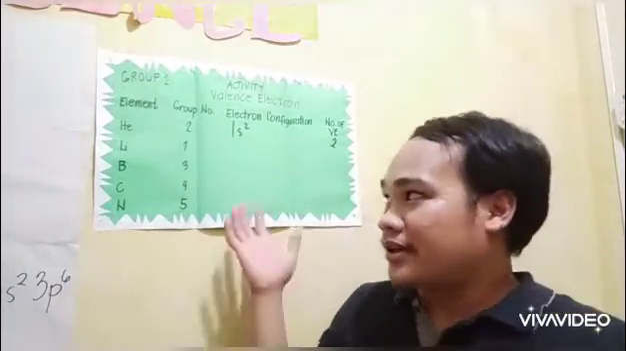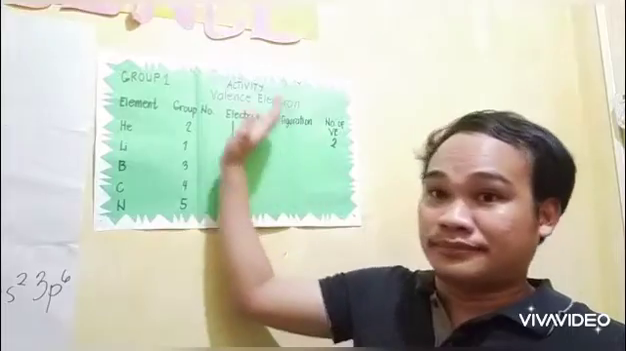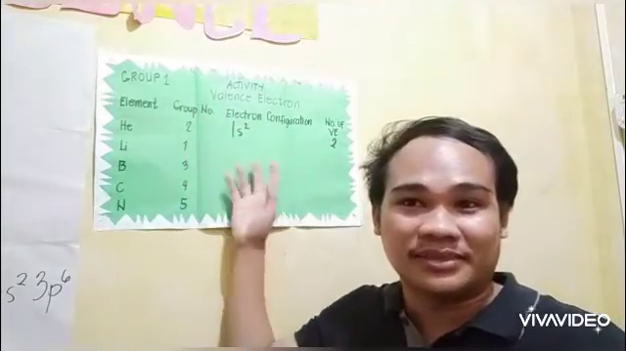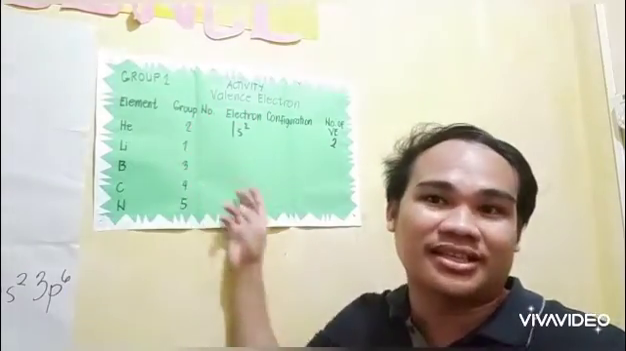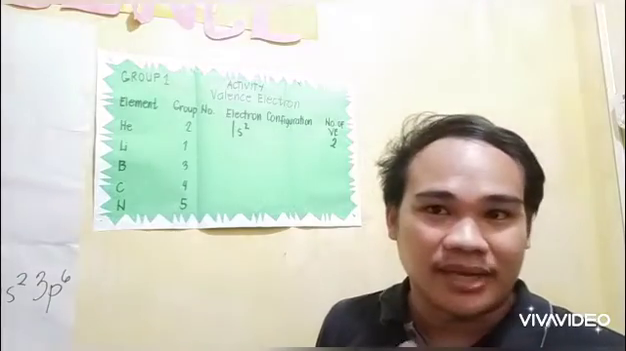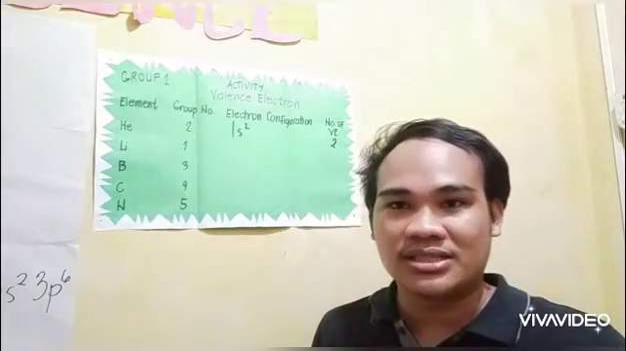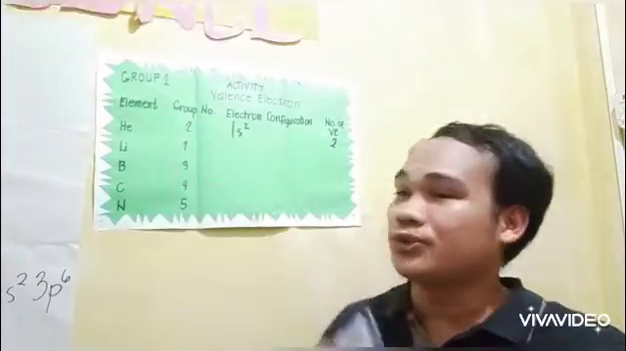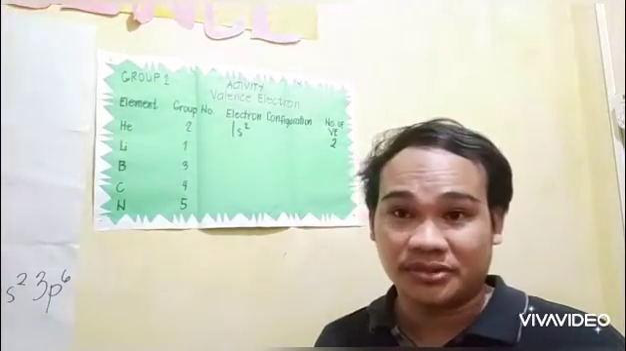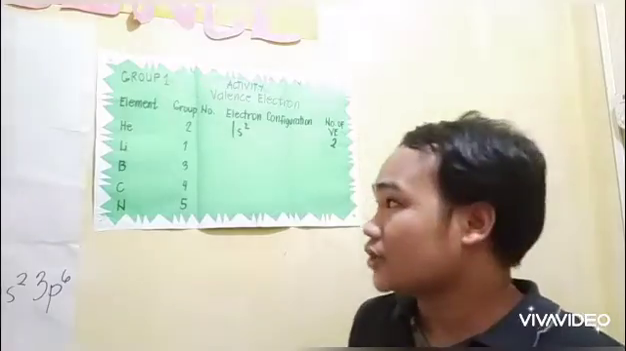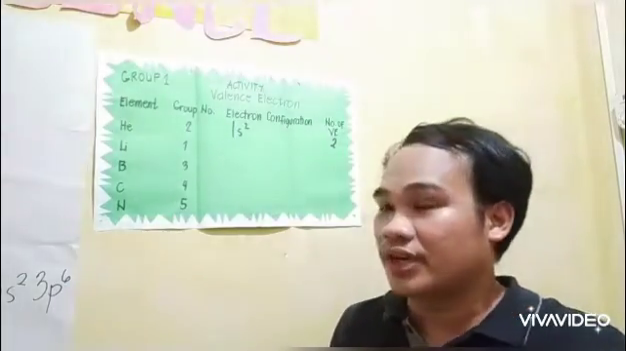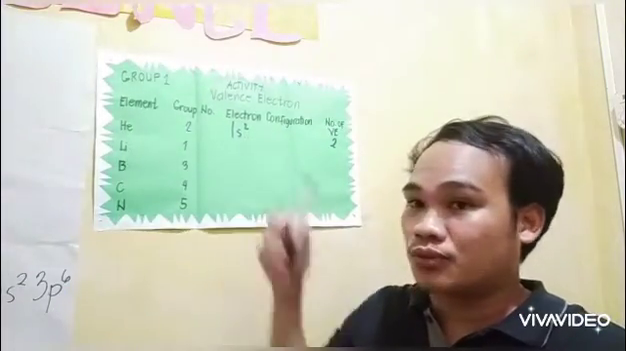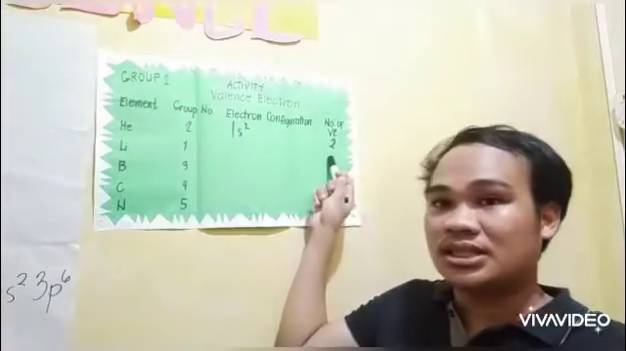Okay, in this part, we are going to answer the activity so that we can apply what you have learned in this discussion. So the first one, we have helium. So what is the atomic number of helium? So 2. So if we are going to write the electron configuration, 1s2. So therefore the valence electron is 2.